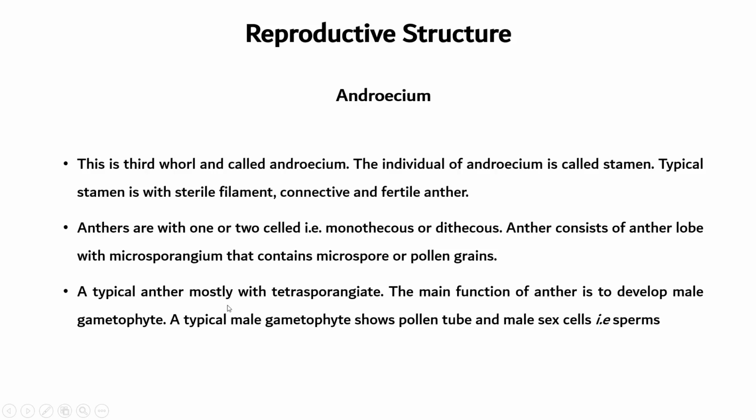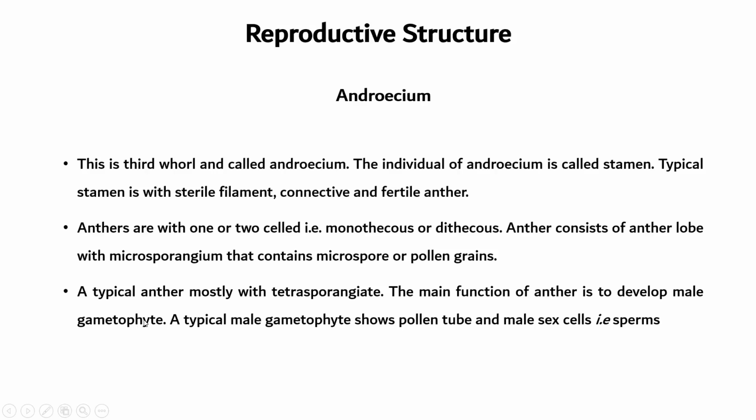A typical anther is mostly tetrasporangiate. Tetra means 4. If you take a TS of the anther of some plant, you will see 4 lobes, 4 microsporangia present in one and the same anther. This is called a tetrasporangiate anther. The main function of the anther is to develop the male gametophyte.